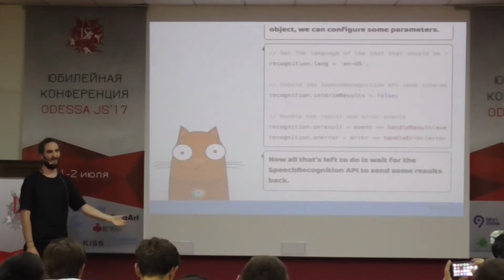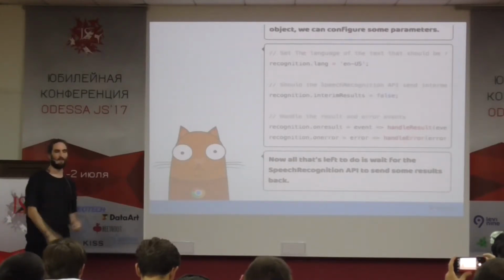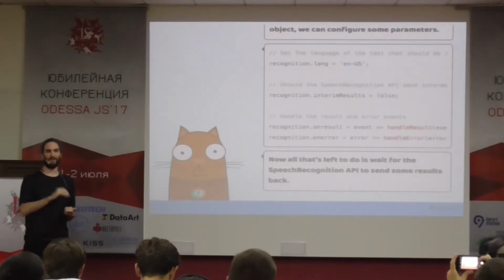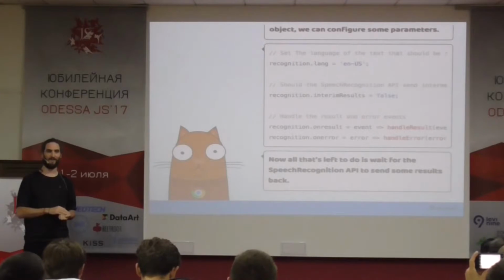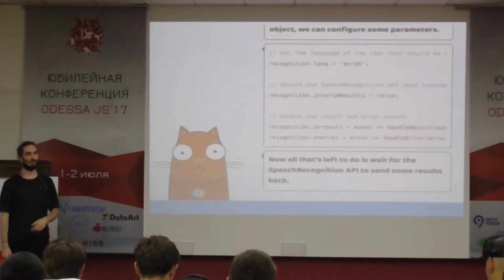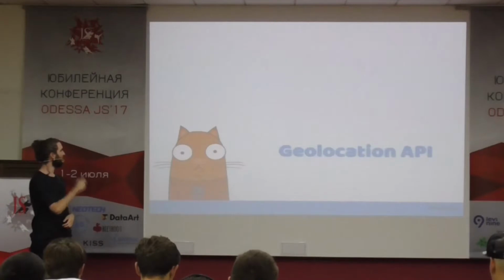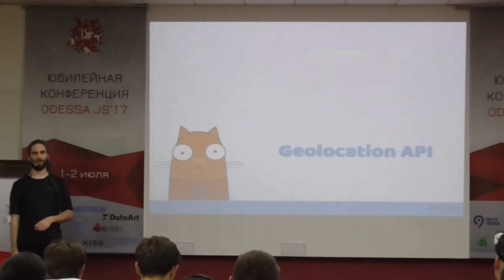You just send the text, Google or Firefox analyzes it, they send you back your result. Also, the result does not only contain the text you said, but it also contains a percentage of how sure they are that they understood you correctly. And then you listen for a result, or in the worst case, you listen for an error. That's it.